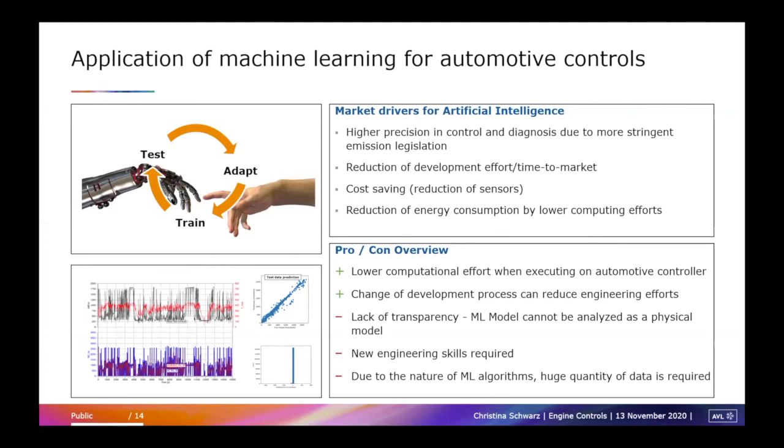The ever more stringent emission legislation is imposing on the software to have a higher precision in controls. The time to market is getting smaller and smaller, and development costs need to be reduced. And lastly, by incorporating AI-based algorithms, a reduction of energy consumption can be achieved due to lower computing efforts.